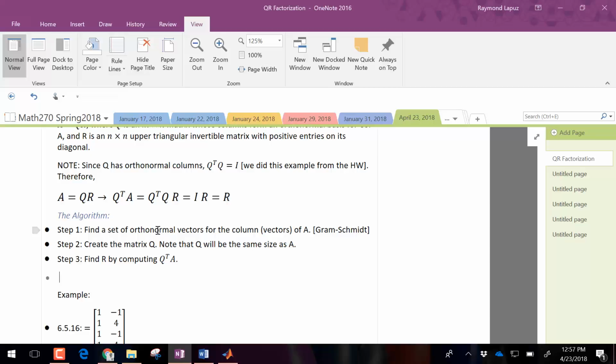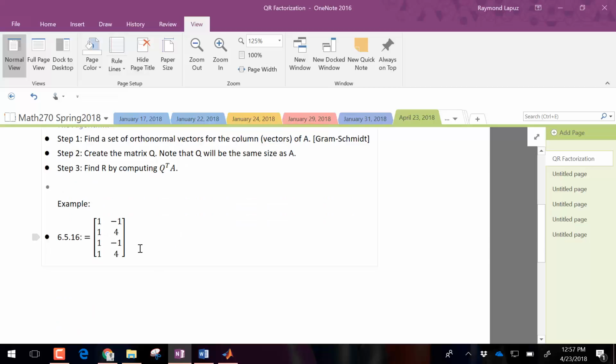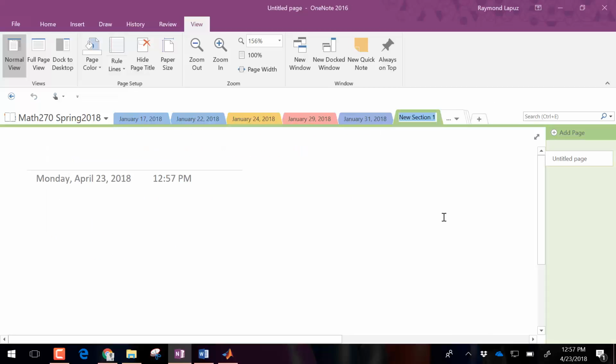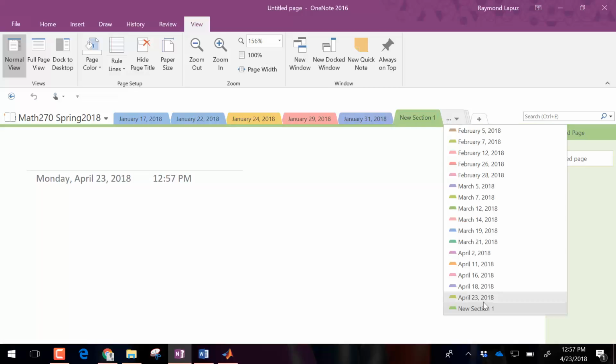So let's do an example. Here's a matrix, a 4 by 2 matrix, which is clearly not a square matrix.